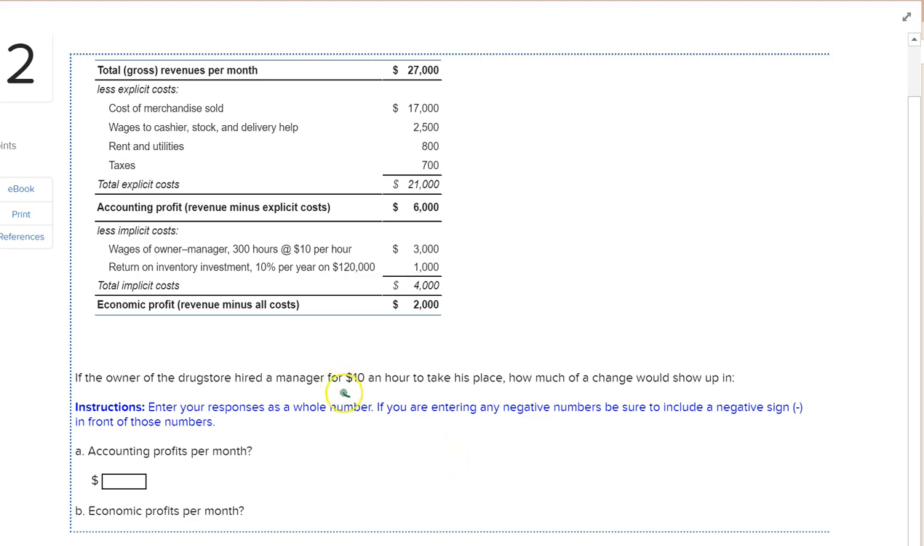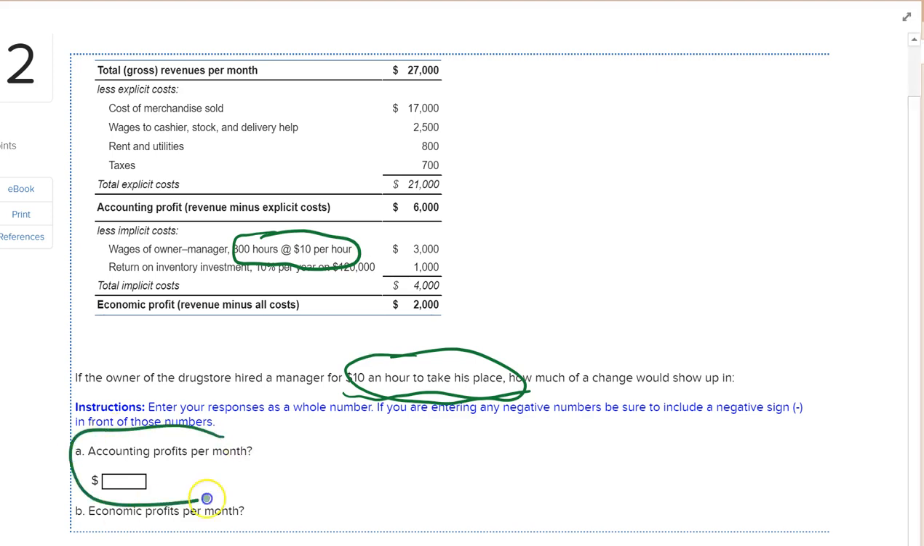an hour to take his place, how much of a charge would show up in his accounting profits and his economic profits? Well, we know that the wages of the manager, I should say, are $3,000 a month. That's what they pay themselves. So if instead of paying themselves, it is no longer an implicit cost, because that $3,000 represents what they would be doing with their human capital, now they turn that into an explicit cost because they're going to pay an outside party $10. So that $3,000 becomes now an explicit cost.